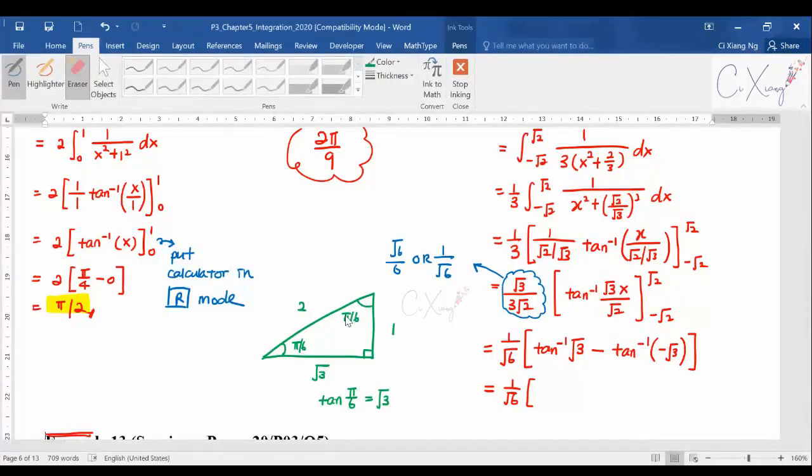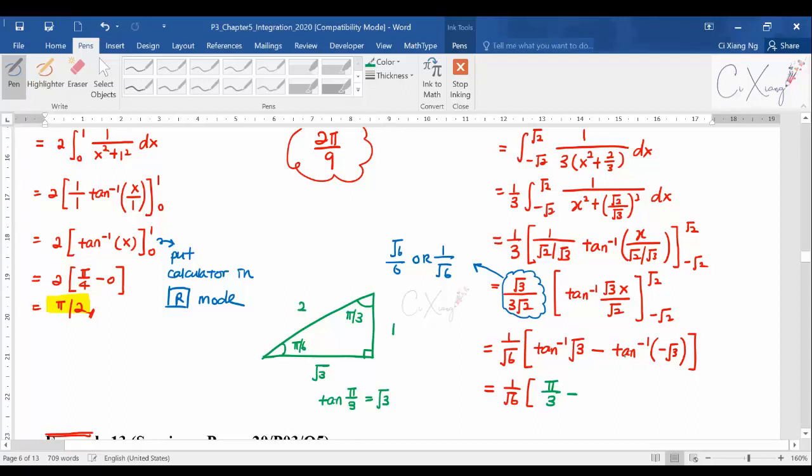Hey, I made a mistake here. Sorry for that. This one should be pi over 3, not pi over 6. This one should be pi over 3. So this is also pi over 3. So when you take tangent inverse square root 3, of course you'll get pi over 3 here. Alright, then you put equals to.